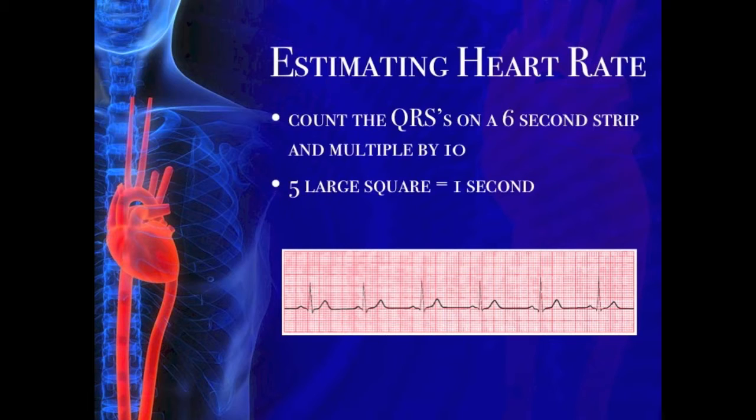Another important aspect of reading an ECG is the ability to estimate heart rate. One method is to count the number of QRS complexes per 6-second strip and multiply by 10. 5 large squares on ECG paper is equal to 1 second. This will give you the approximate heart rate per minute.